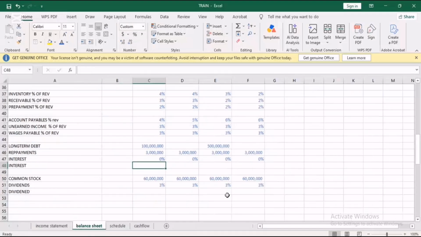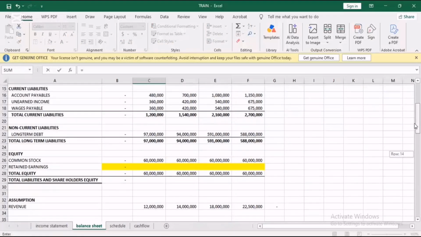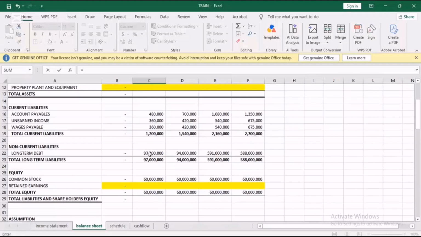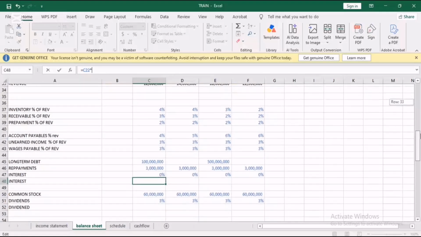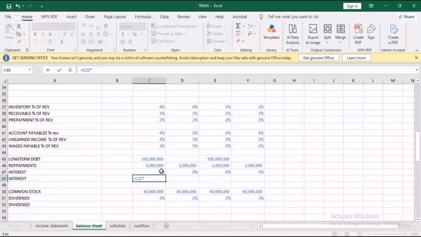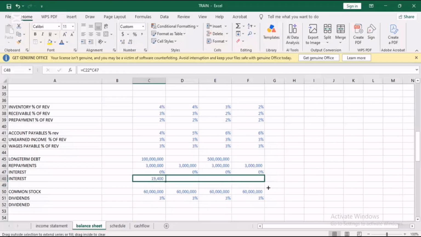So right away, we hit our equal to, then let's select our long-term debt for each of the periods. Select here, then let's multiply. Let's hit our times, taking away the pop-up. So let's tick on the interest rate. Let's hit exactly right up here. The amount for the finance cost is 19,400 for the first period, which is way low as an expense.